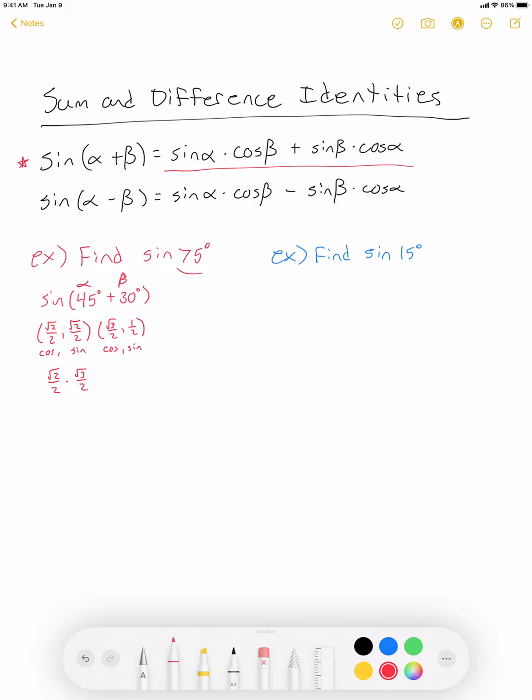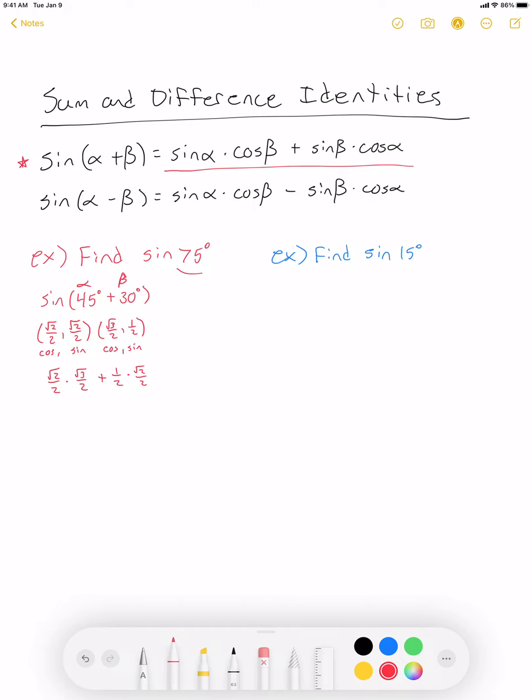Following the formula, plus sine of beta. So the y value of my second term, which is 30 degrees. So the y value of 30 degrees is 1/2, or the sine of 30 is 1/2, times cosine, the x value of my first angle measure, 45 degrees. So if I go to 45 degrees, my x value, my cosine, is radical 2 over 2. So again, just trying to follow a formula.